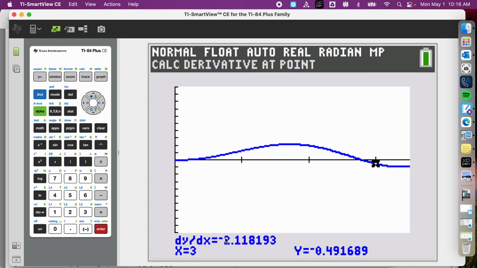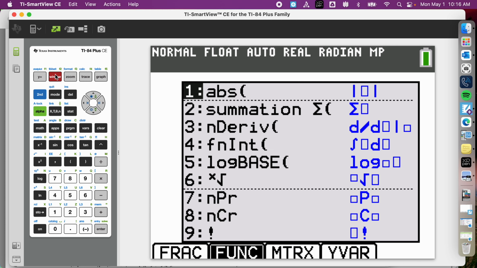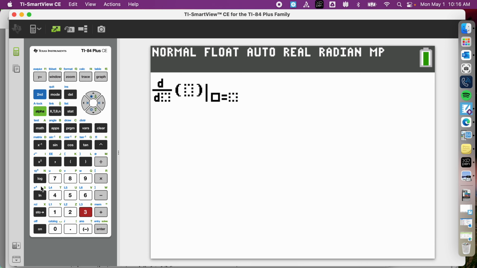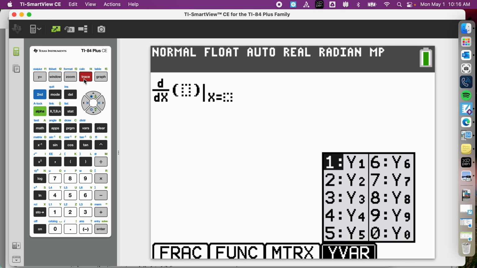The second way to do it, if you don't want to use your graph screen, is if I hit alpha window, there's going to be a derivative button there for number 3. I could take the time to type the equation in again, but I don't want to. So I would like Y1. Y1 is alpha F4.